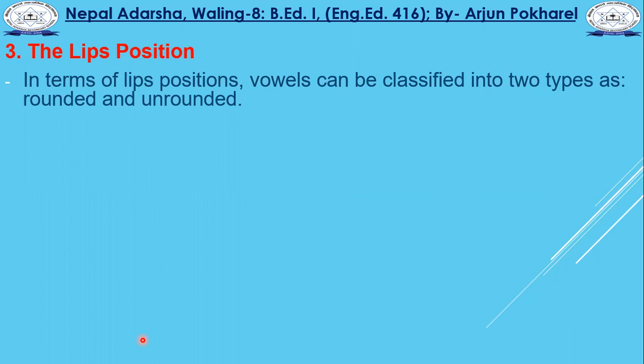They are not so difficult, you can easily realize it yourself. You can easily find out when you put a mirror in front of you. You can see your lips rounded or unrounded in the production of these vowels.